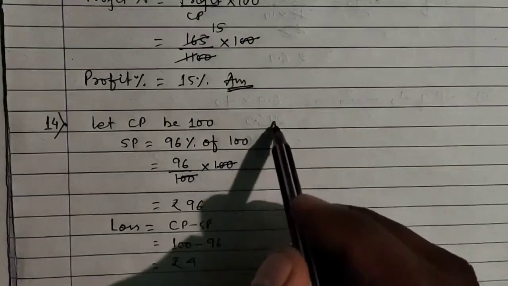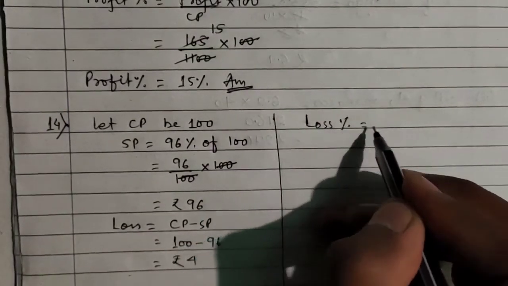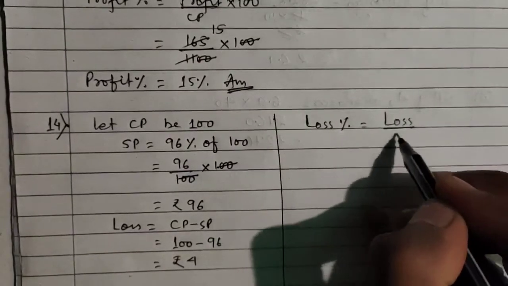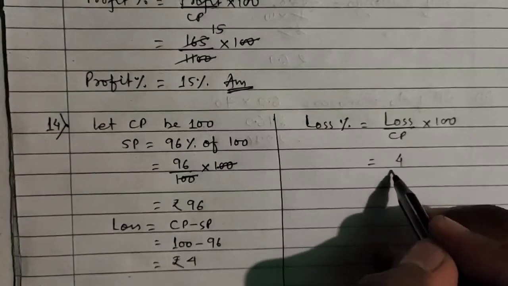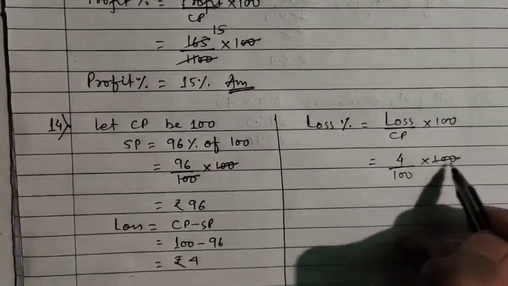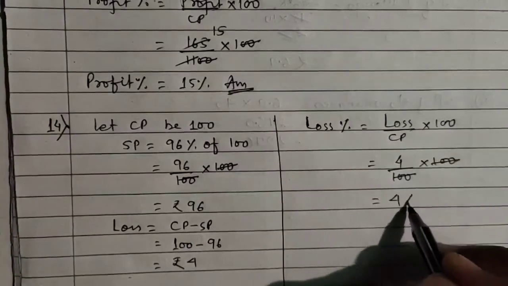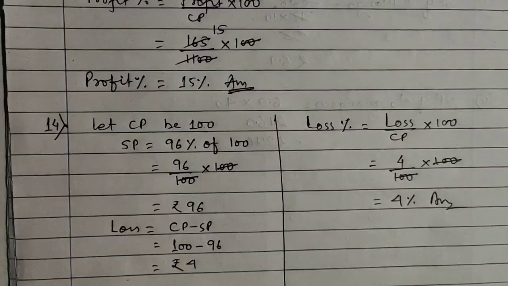Now we have to calculate loss percent. So we all know the formula of loss percent is equal to loss by CP into 100. Loss, we will put the value 4. CP we have assumed 100 into 100 cancel, that is 4% is the loss. This is your answer. Hope that this question is clear. And now one last question which we are going to solve for this exercise, that is question number 16.